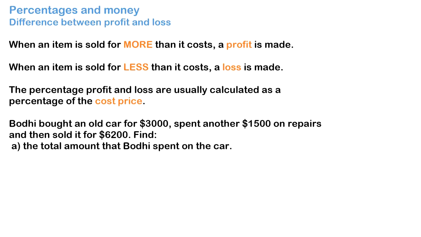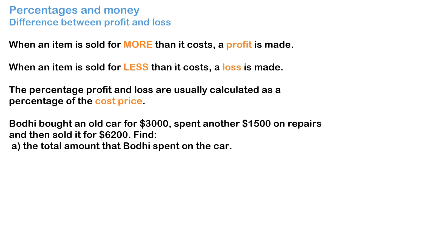In this video, we're looking at percentages and money. And the first thing we're going to look at is the difference between profit and loss. So when an item is sold for more than it costs, we say a profit has been made, you've made money. Whereas when we have an item and we sell it for less than it costs, a loss has been made. So the percentage profit and loss are usually calculated as a percentage of the cost price.